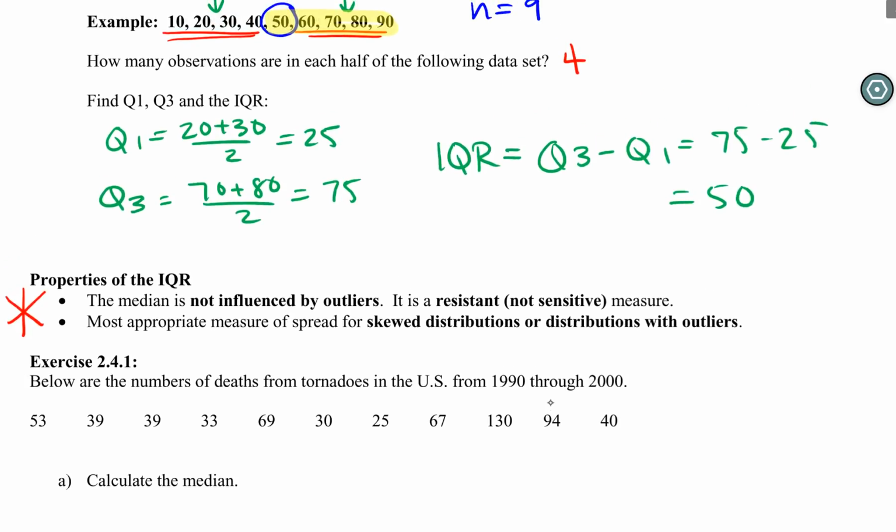If you look back at this data set, I can change this to 9,000. It's not going to change anything about the IQR because the IQR is still going to fall exactly where it was for Q1 and Q3. So outliers are not an issue because we're ignoring the upper 25 and the lower 25% and not including them at all in this measurement. Therefore, it's going to be our best measure whenever we're dealing with our ugly data.